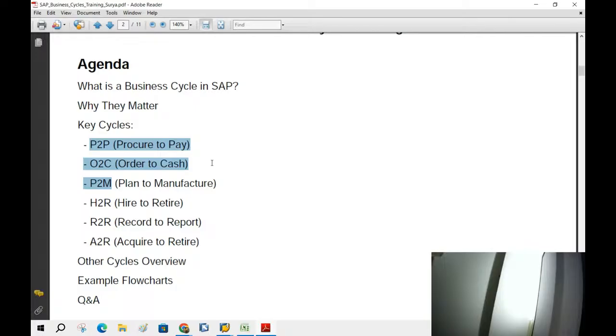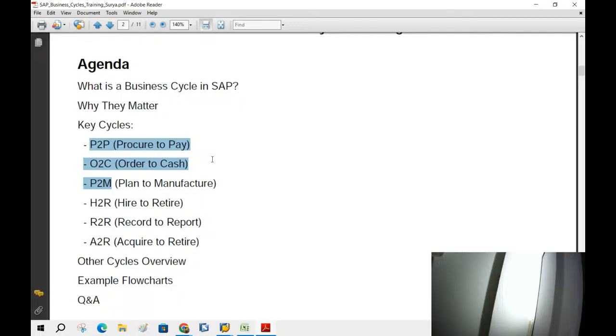All the three put together, procurement to pay, order to cash, plan to produce, or plan to manufacture, put together is called supply chain management, SCM, or SAP logistics. If you see the advertisement, either you choose SAP logistics or SAP finance, correct, for the course. So you have to know these three cycles when I'm talking about the logistics module.